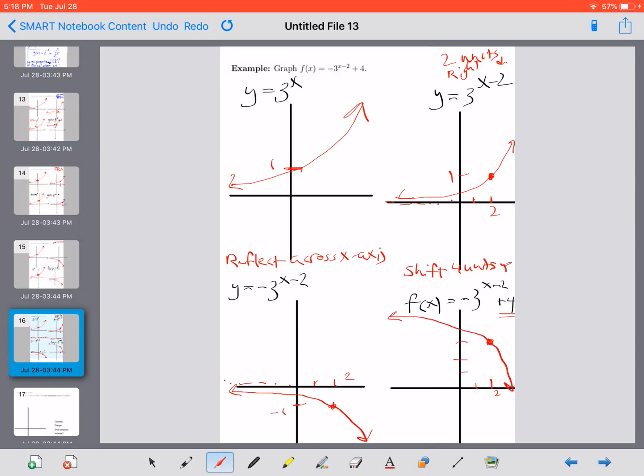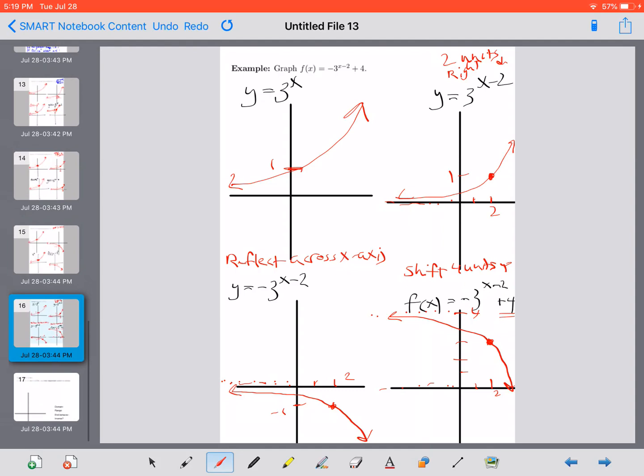Now where's my asymptote going to be? The asymptote originally was at y equals 0, but I've shifted it up 4 units. So it's going to move from 0 up to 1, 2, 3, 4. So let's draw in this asymptote at 4. Okay, so we see how putting together these various transformations works similarly to how we did it with different types of polynomial functions in the last unit.